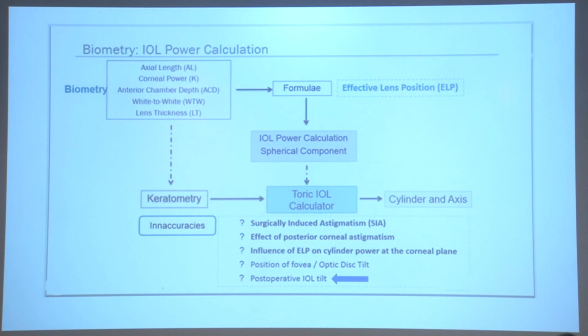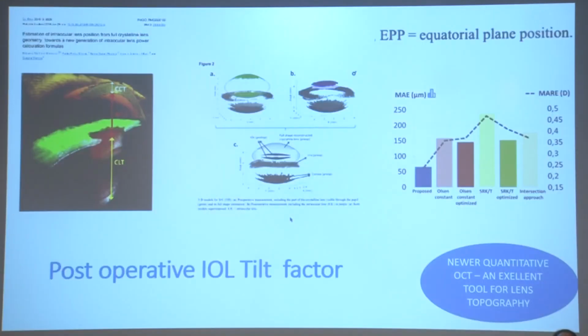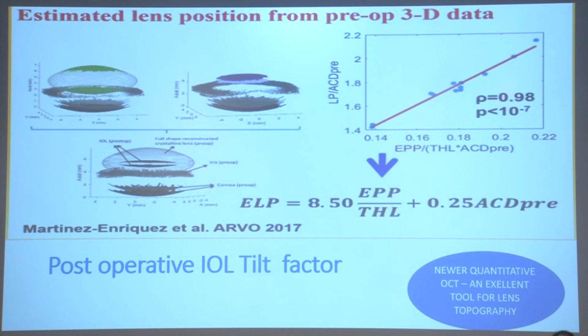And lastly, the postoperative tilt factor. We have a newer understanding of the topography of the lens because of this newer OCT-based tool, which gives a good topography of the lens. Now we have to understand how the IOL is positioned inside the eye, how it remains in position. So this gives an idea about the equatorial plane position. The equatorial plane position gives us the exact ELP for this patient.